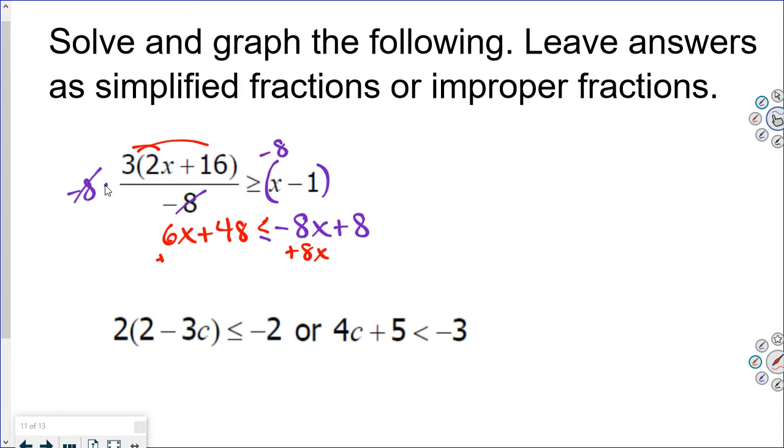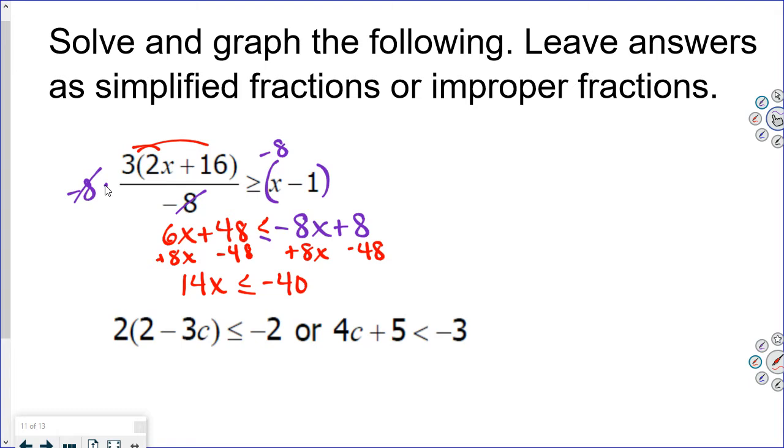So from here, we're going to go ahead and move our x's to one side. So we get 14x, and I'm actually going to go ahead and subtract the 48 at this step, just to, again, save us a little bit of time and energy. And we would get, again, we haven't done anything with that inequality because at this step we did not multiply or divide by a negative. And so you get 14x is less than or equal to -40.